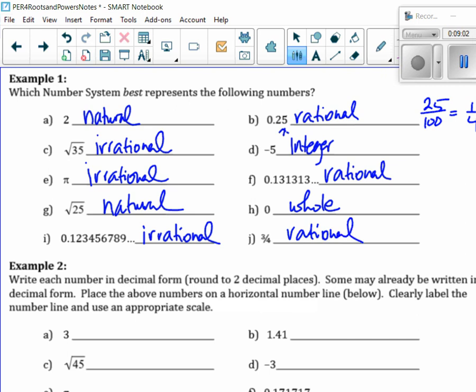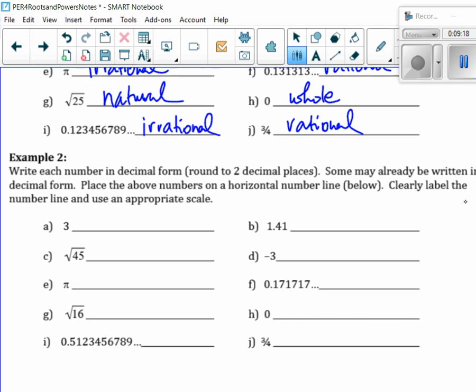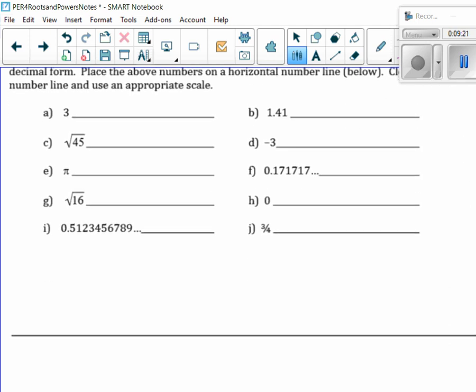Okay. It says, write each number in decimal form, round to 2 decimal places. Some may already be written in decimal form. Place the above numbers on a horizontal number line below and clearly label the number line, use an appropriate scale. So here's our number line right here. Okay, so basically if I were to say I want you to order these numbers, you need to have them in equivalent form, meaning they can't all be in square root form, they can't all be in fraction form, or they can't all be in decimal form.